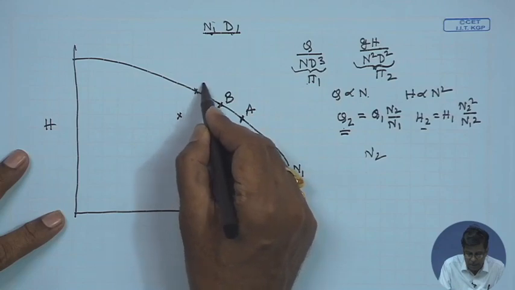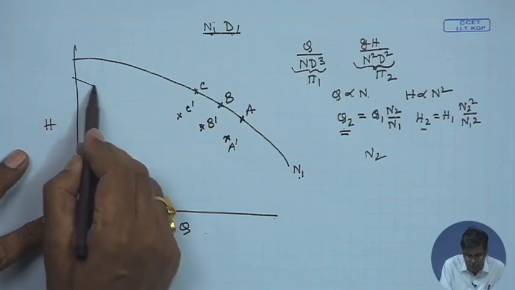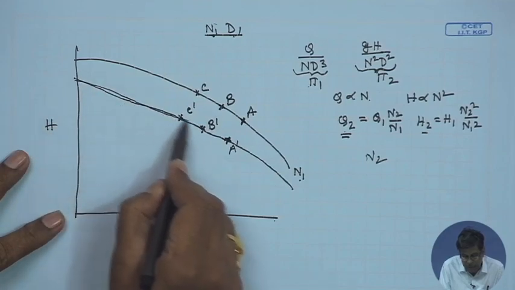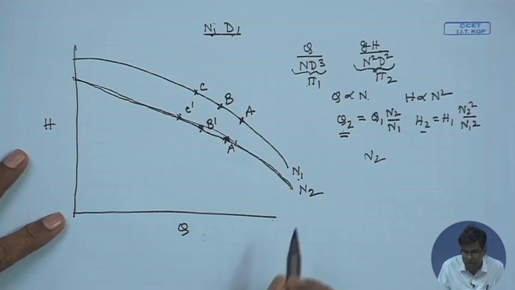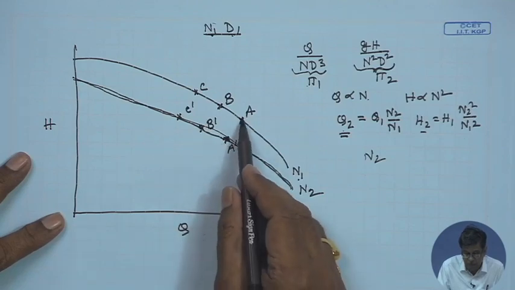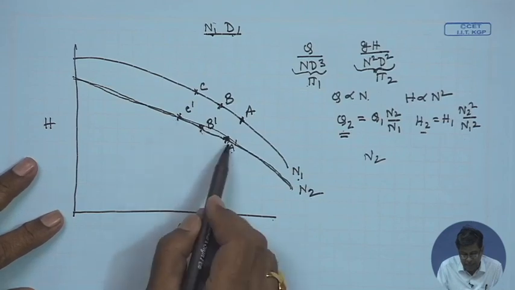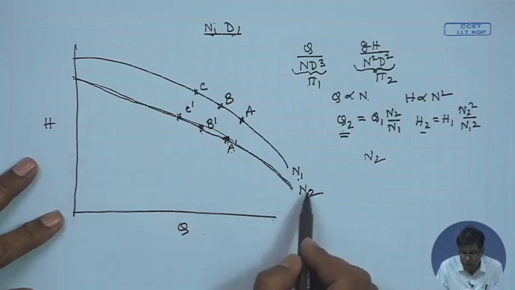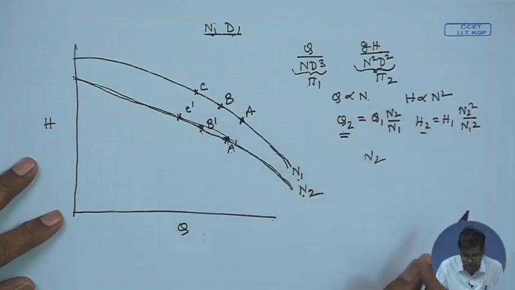If we take a point C, we can generate the corresponding point C dash, and if we join these points A dash, B dash, C dash, we get the HQ characteristics of the pump at different rotational speed N2. So, these are the corresponding points: A dash of A, B dash of B. That means A dash, B dash, C dash are characteristic points on the HQ curve of the pump at the speed N2. We take this help of the pi terms. Okay.